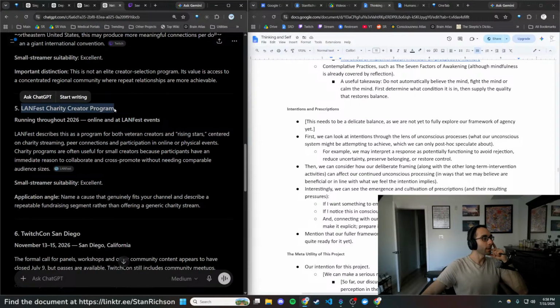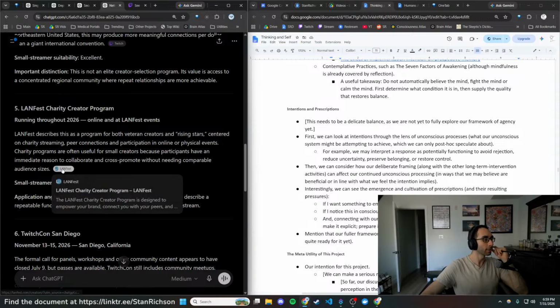We got the LANFest Charity Creator Program, online and at LANFest events. It describes this as a program for both veteran creators and rising stars centered on charity streaming, peer connections, and participation in online or physical events. Charity programs are often useful for small creators because participants have an immediate reason to collaborate and cross-promote without needing comparable audience sizes.